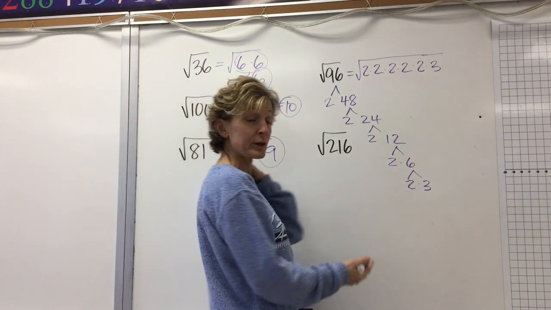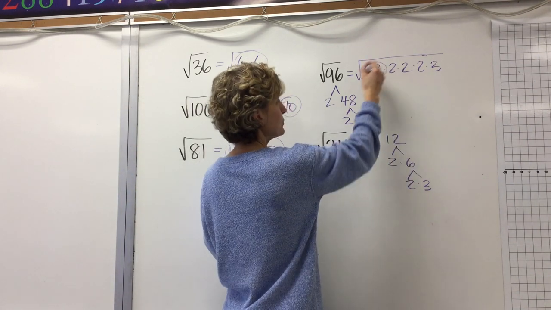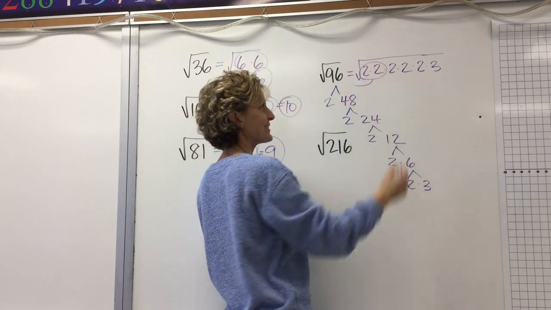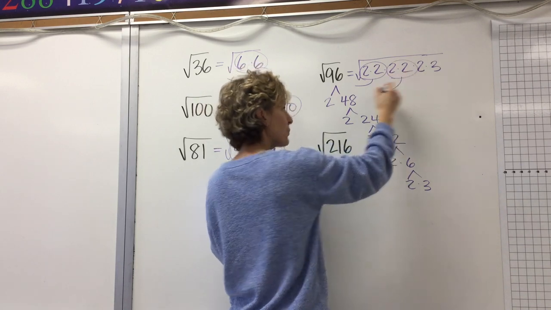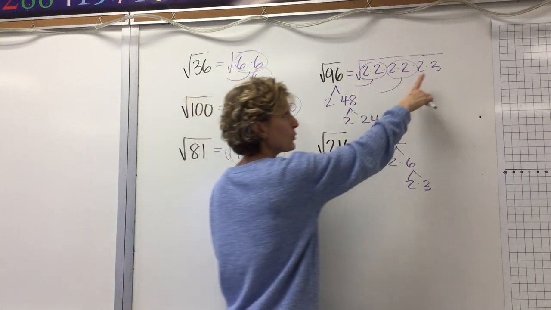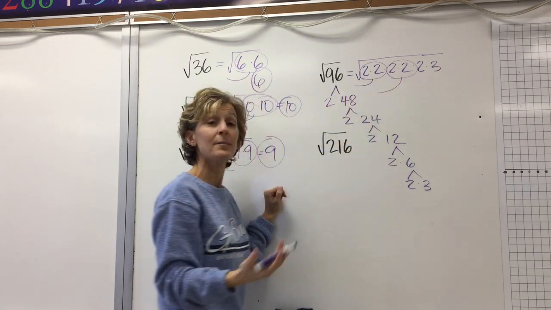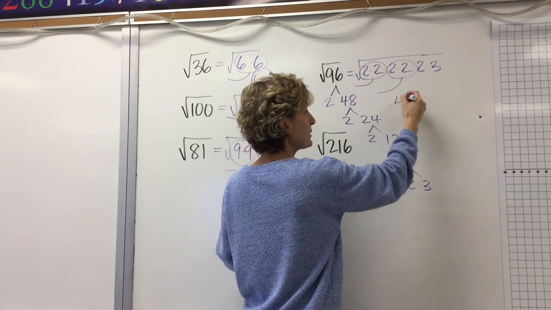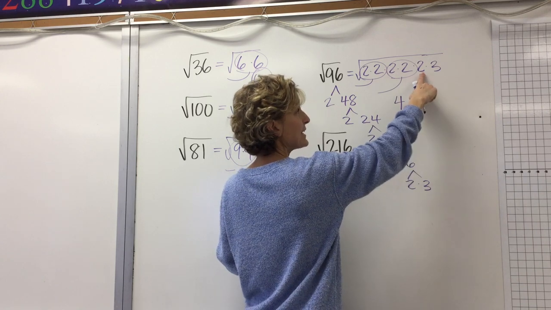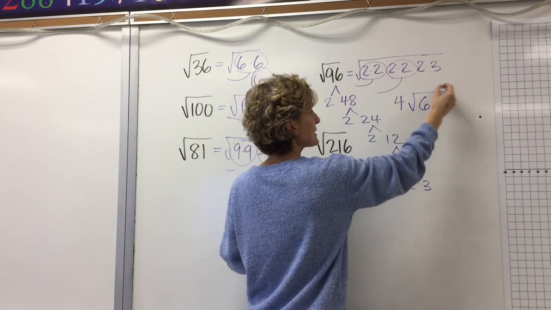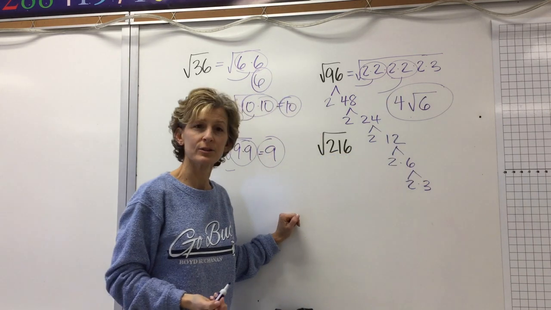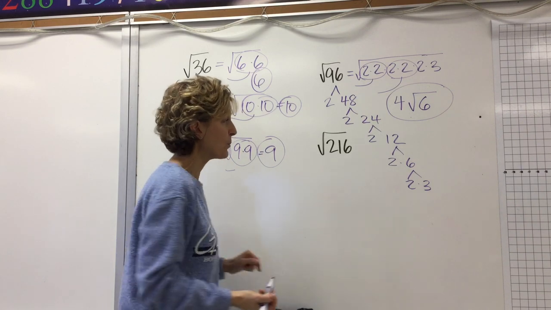And then I look for the pairs. So if there's two twos, 1 gets to come out. Another 2, 1 gets to come out. And those have to stay in. So 2 twos have come out. 2 times 2 is 4. And what's left inside is 2 times 3, that's 6. That's your answer. Let's try it one more time.